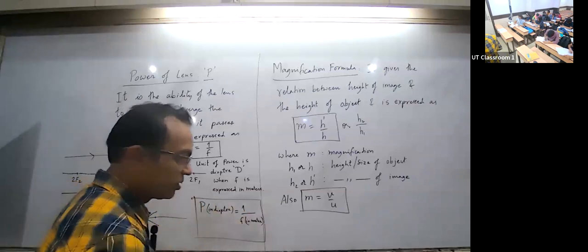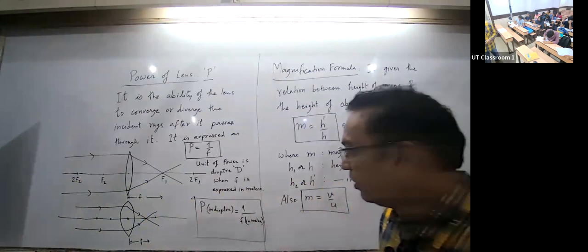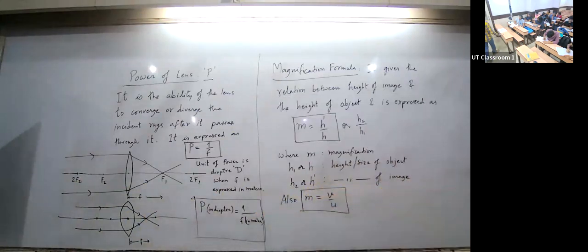So the maximum mistake students make here: the question may give the focal length in centimeter, and you write the unit of power as diopter and leave the focal length in centimeter. So you have to convert it into meter. Okay, so is this understood? What is power of a lens?